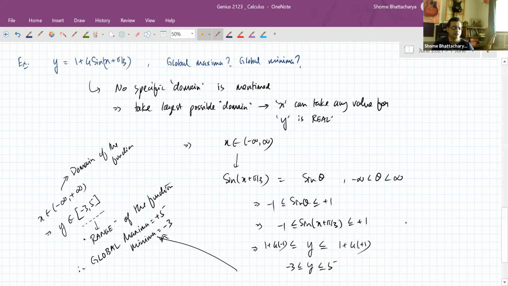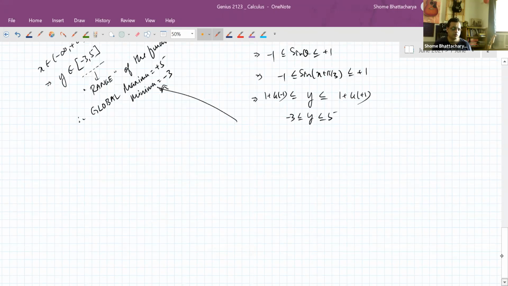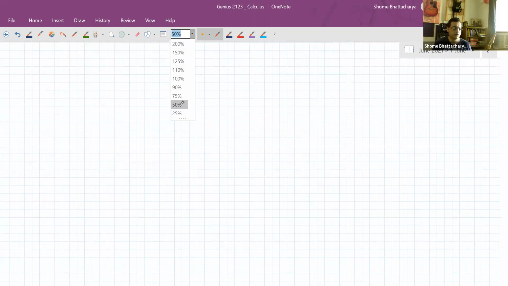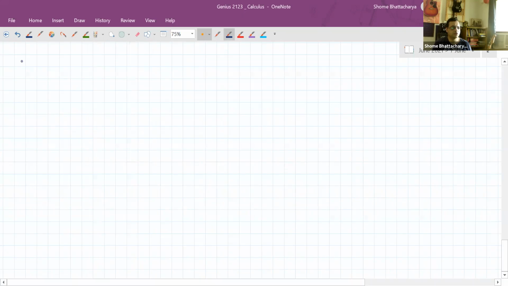Now if we have a restricted domain, then we have to be a little bit more careful about how the global maxima and minima are defined. First of all, I hope this process was clear to all of you. If anybody has a doubt in this, please ask me. Let's do a quick couple of questions based on this.